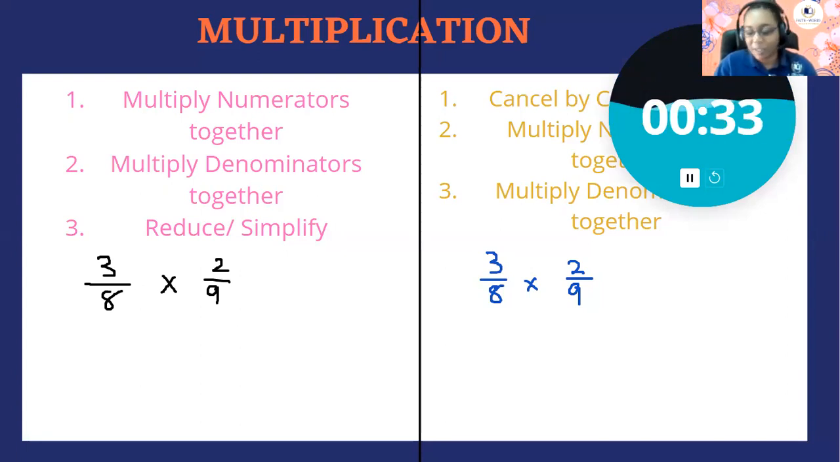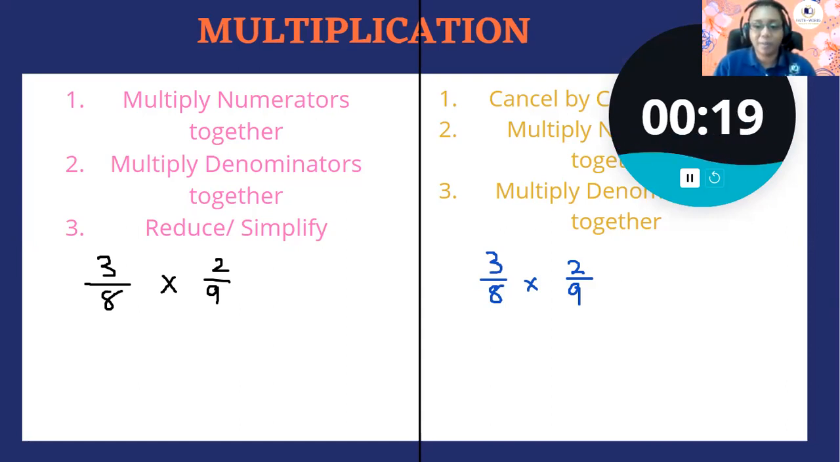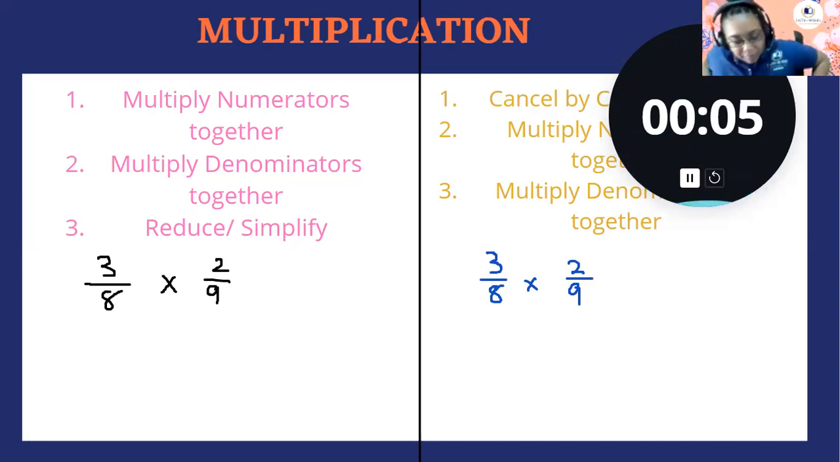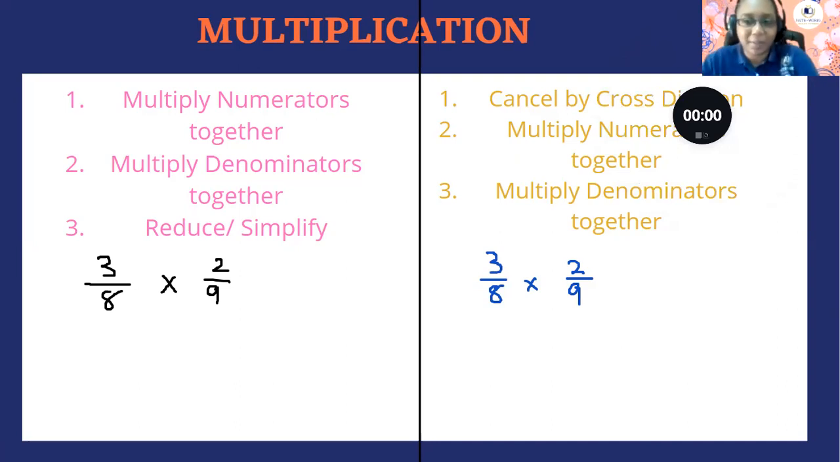Reduce or simplify means you're going to look for a common multiple. 2 is always the easiest. 2 and 3, you could always start with those. And we keep reducing until they can be reduced no more. All right, let's get those answers in the chat. Time is up. I didn't see anybody put an answer in the chat, so we're just going to look at the screen.